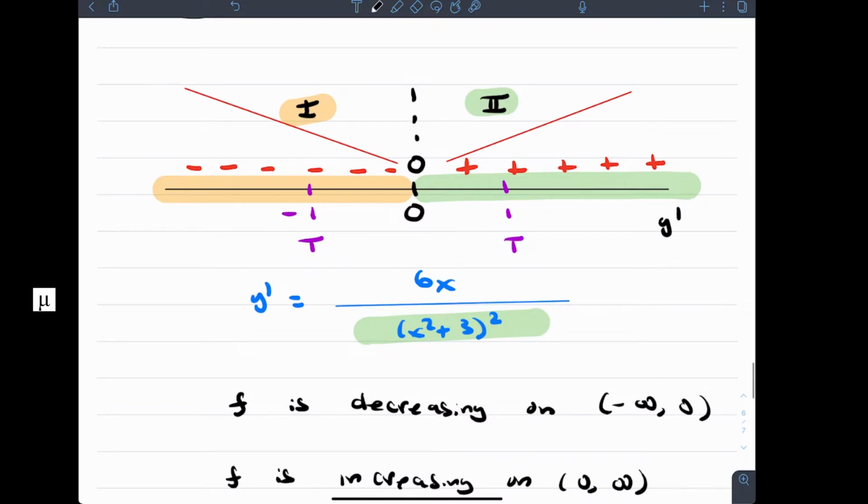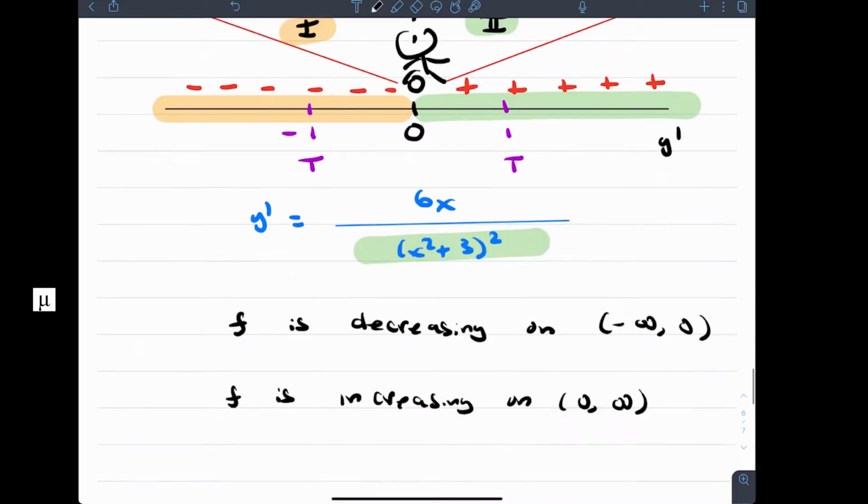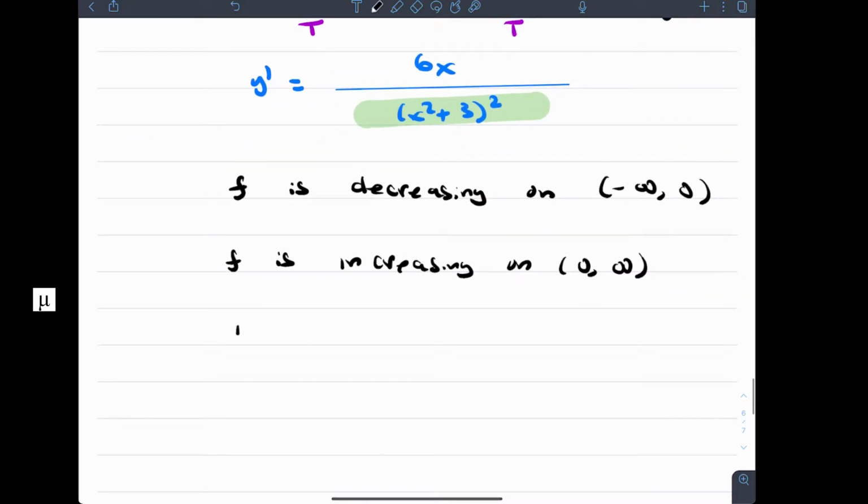Now, are you standing here at a hill or a valley? I know it's a horizontal tangent, but you're standing in a what? In a valley. Is that right? You're switching from negative to positive. So in other words, you have a relative what? Min only.